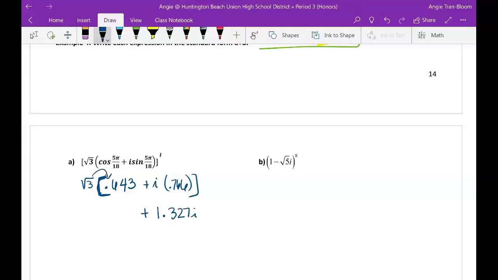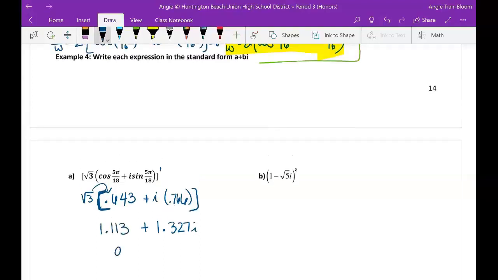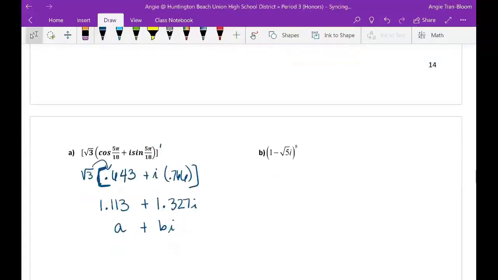Now I'm going to take my calculator to multiply. Radical 3 times cosine of 5 pi divided by 18 gives me 1.113. So that is the form a plus bi, or x plus yi. Either one is exactly the same. We'll highlight this, and that's your final answer. You can box it up if you don't have a highlighter handy.